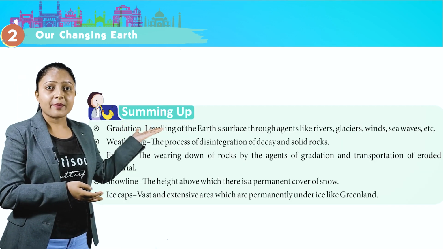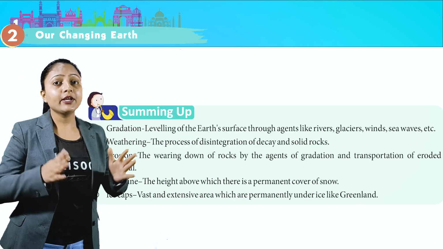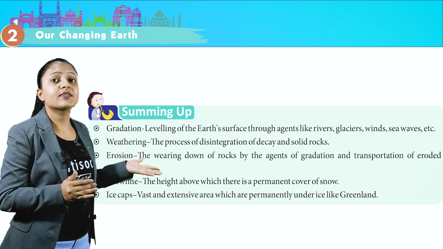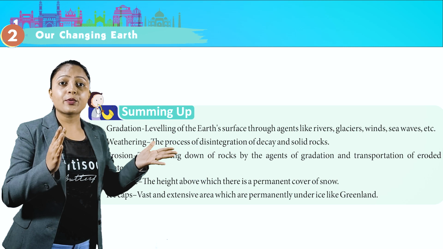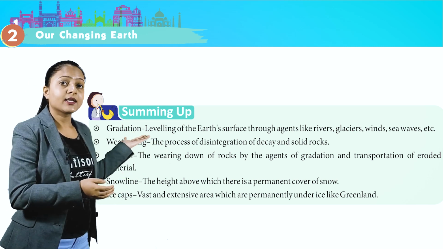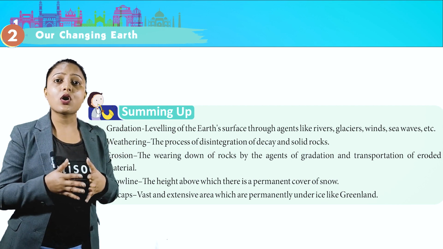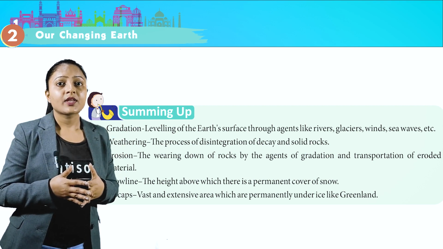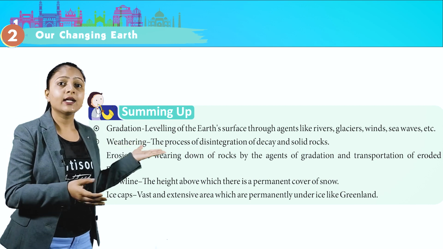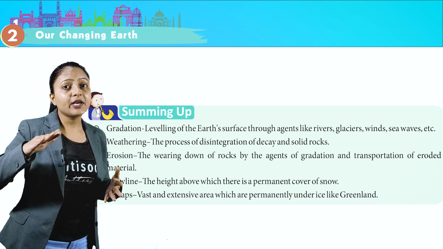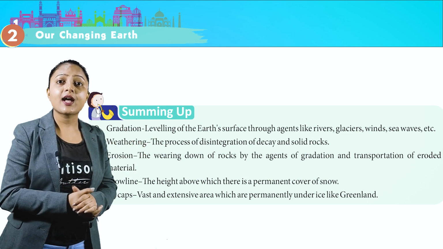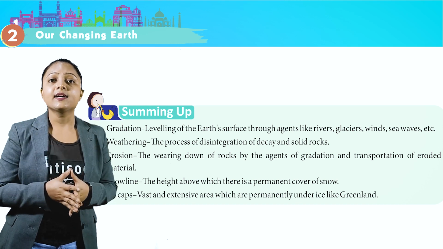Summing up the above chapter, gradation, leveling of the earth's surface through agents like rivers, glaciers, winds, sea waves, etc. Weathering, the process of disintegration and decay of solid rocks. Next, erosion, the wearing down of rocks by the agents of gradation and transportation of eroded material. Snow line, a height above which there is a permanent cover of snow. Ice caps, vast and extensive areas which are permanently under ice like Greenland.